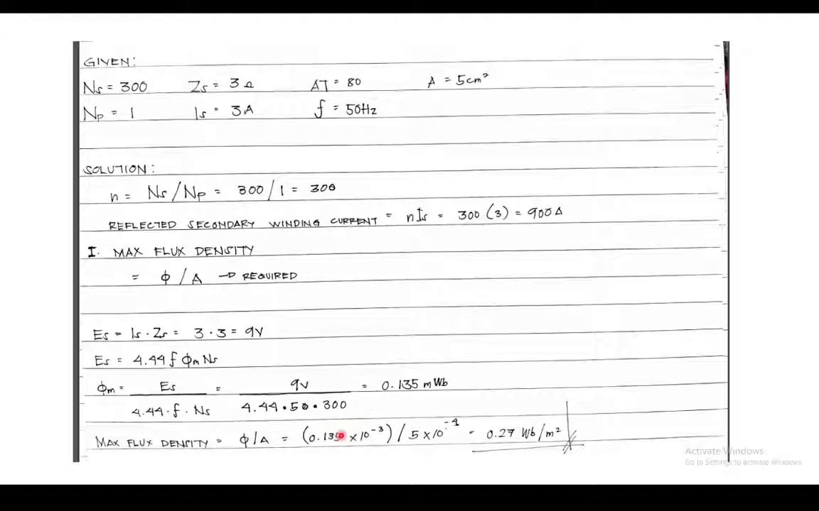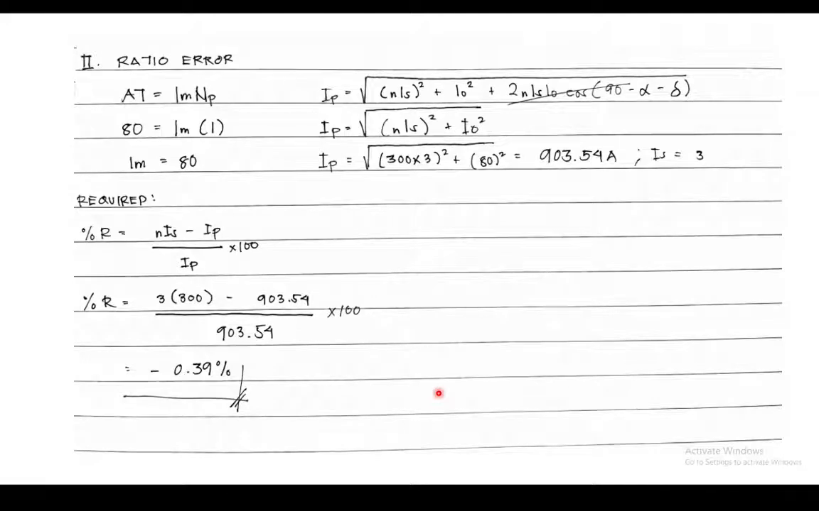And substituting all the values, we will get 0.27 Weber all over meter squared. So, yun na yung maximum flux density natin. Kaya tayo sa part 1. Sunod is the ratio error.